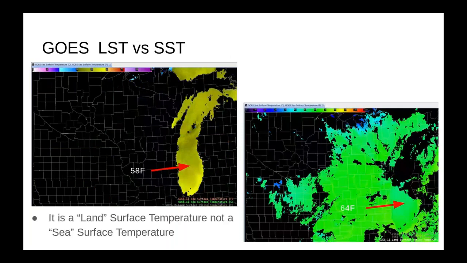As far as GOES land surface temperature versus the sea surface temperature, this was something that sort of stuck out at me. This is taken at the same exact time, and you can see there's about a 6-degree temperature difference between what the sea surface temperature is and what the land surface temperature is over Lake Michigan. That sort of highlights what the problem here is. It's a land surface temperature, not a sea surface temperature, so we're not going to get the same estimated temperatures here. There's going to be a little bit of a bias if I decided to go down this route of using the land surface temperature.